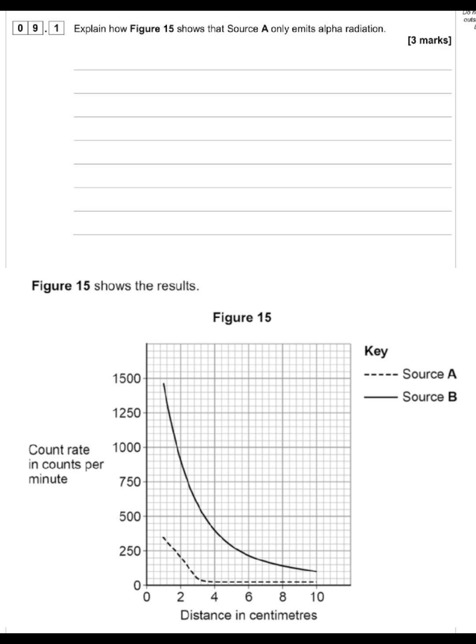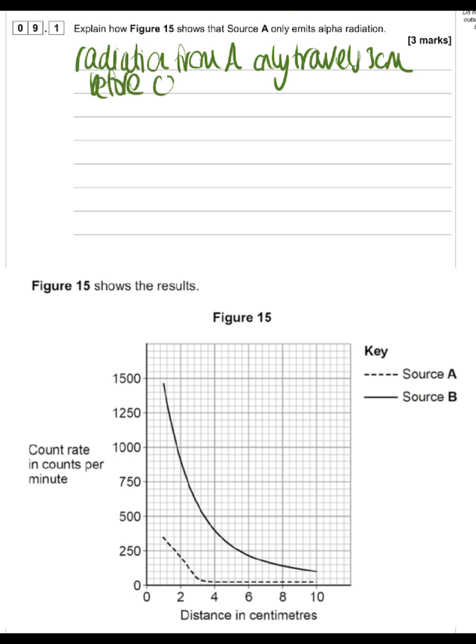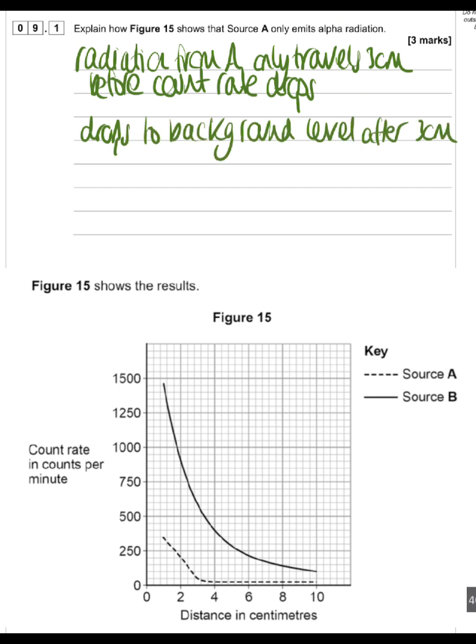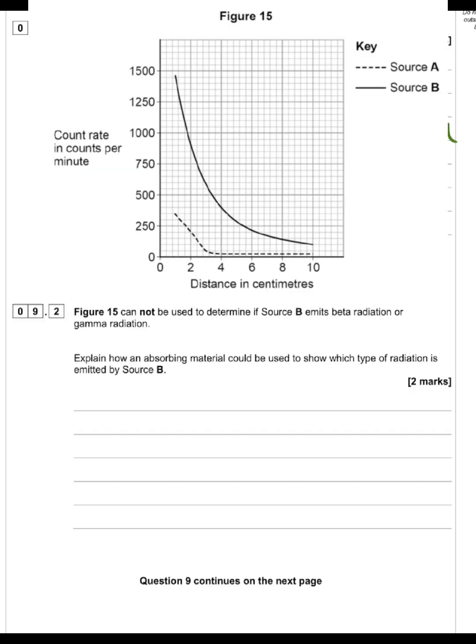Okay, so we know that the radiation from A only travels 3 centimeters before the rate drops significantly, and it drops to background rate at that point. And the reason, therefore, we can link that to alpha is because alpha has the shortest range in air. So now we can't tell from the graph what type of radiation source B does actually emit. So we know it's not alpha because it does travel a greater distance, but we can't use the graph to tell us whether it emits beta or gamma.